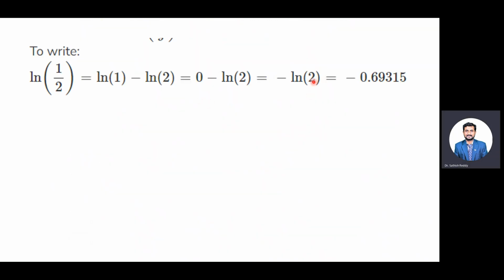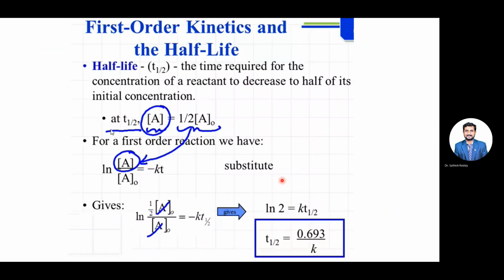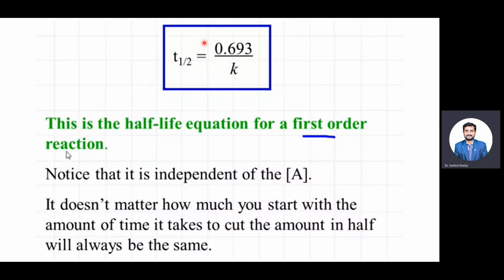You can see this equation derived from the ln equation. So this is the equation we are using: t half is equal to 0.693/k. This is the half-life equation for a first order reaction. Note that it is independent of concentration. We can see we don't have any concentration here. It does not matter how much you start with; the amount of time it takes to cut the amount to half is always the same.